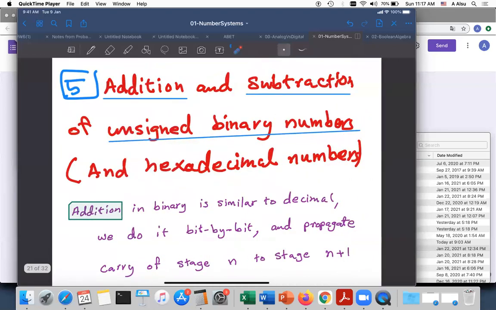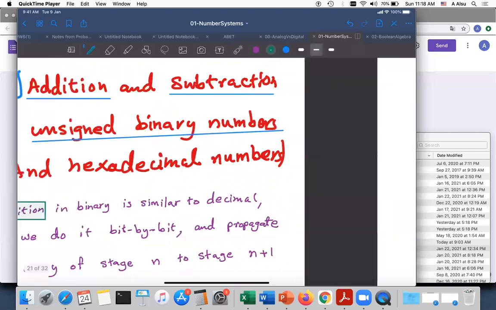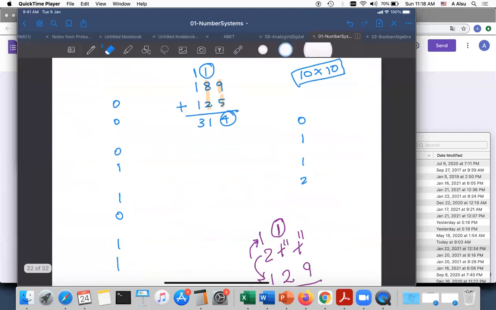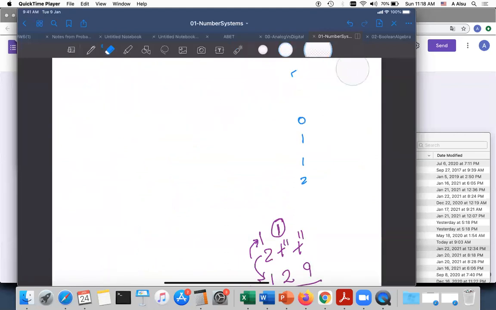Now we turn our attention to addition and subtraction of unsigned binary numbers. Addition is the easiest you can think of. It's exactly the same as decimal addition. Let me make sure that you guys remember what we do in decimal in order to do that. Let me erase what's left over from the previous section.